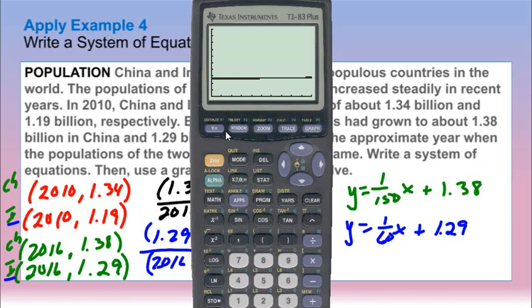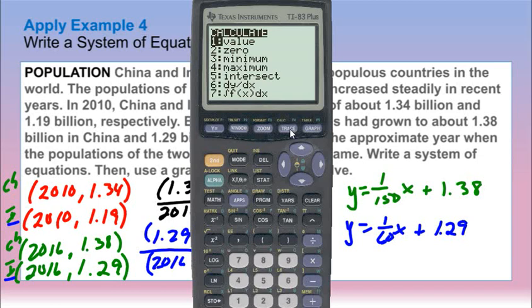Let's see, that one is a little bit harder. So let me change the X, let's make this 20. Count by ones, and then try that. Okay, so we know that it crosses somewhere in here. So now if I take second trace, and we want to find out when would the two countries be the same?